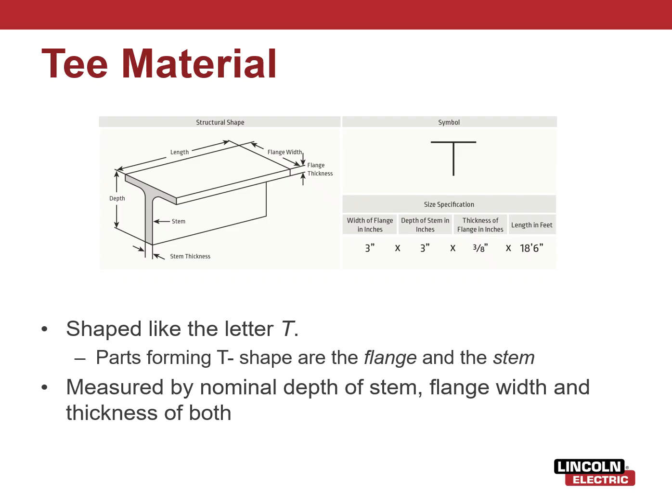Then we have T-material. This is one of the more uncommon shapes; you don't see a whole lot of it. It's also used a lot like stiffeners and gussets when we're doing building erections and things like that. Obviously it gets its name from its T-like shape. It is measured by nominal depth of stem, which would be the vertical part, and the flange width, which would be the top, and then the thickness of both. So flange, stem, thickness, and then again length is always last.